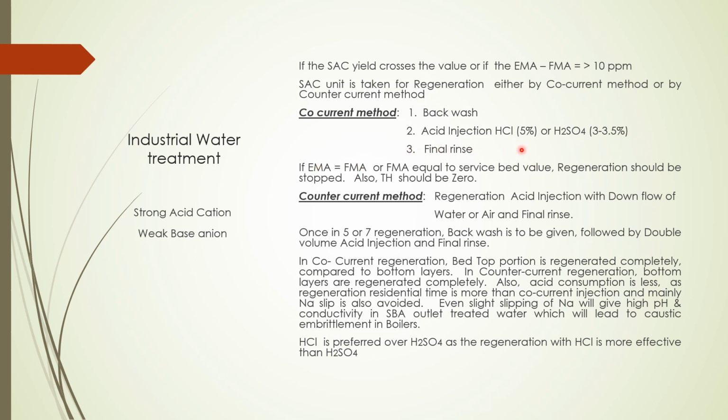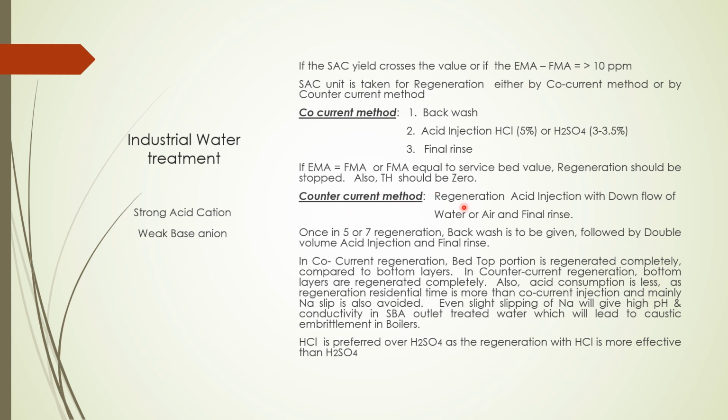During the final rinse, the outlet water is checked for EMA and FMA. That is, when EMA is equal to FMA, or FMA is equal to service FMA, then regeneration should be considered as completed and it should be stopped. Also, we can check total hardness, which should be 0.